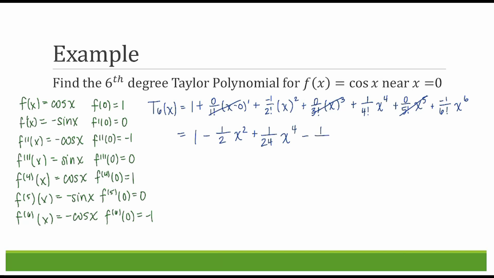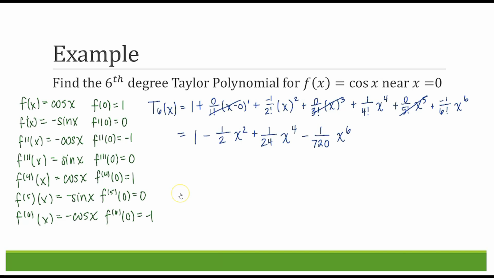1 over, well, 6 factorial is a pretty big value already because factorials grow really fast. It's going to be 720. So we have 720 x to the 6th. So we do have, after using 6 derivatives, a degree 6 Taylor polynomial for cosine x near x equals 0.